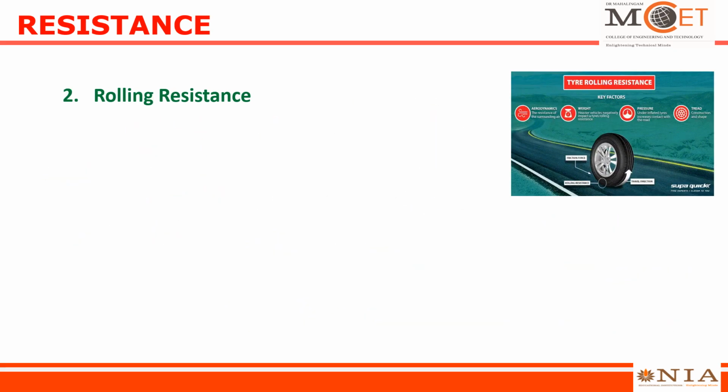Second one is rolling resistance. In this picture, you can see the tire is rolling. Because of rolling on the road surface, there will be some sort of resistive force acting on the contact surfaces of the tires. The resistive force generated because of rolling, so we call it rolling resistance.